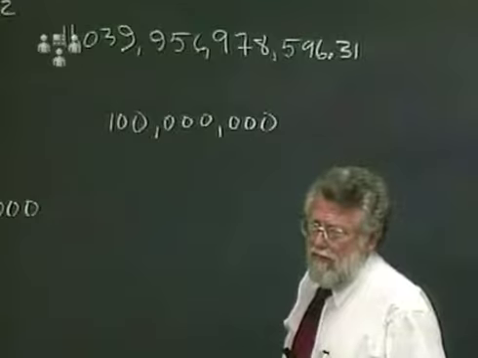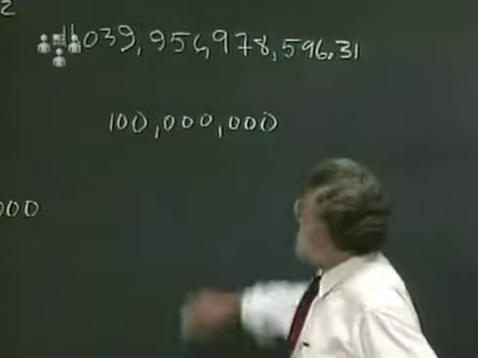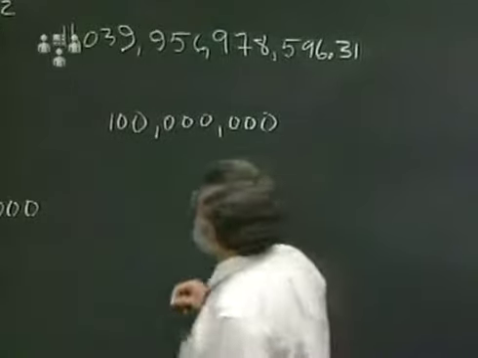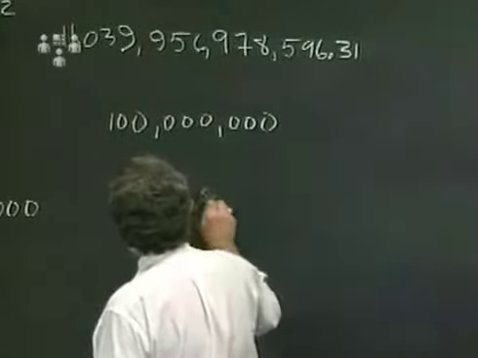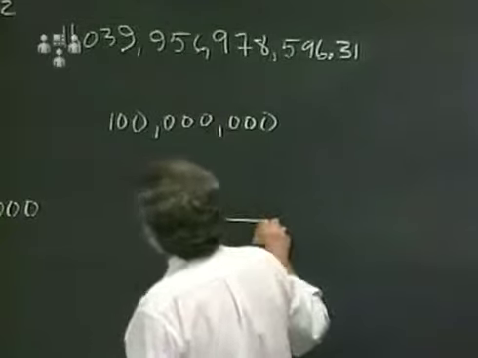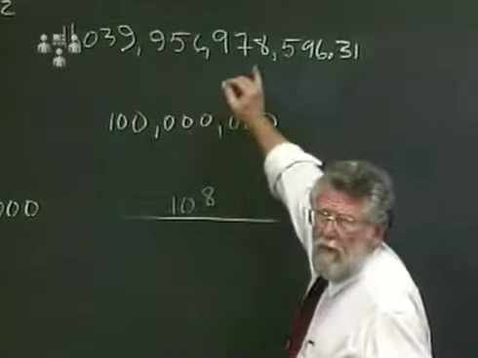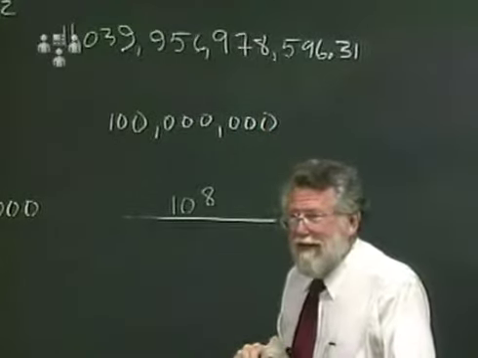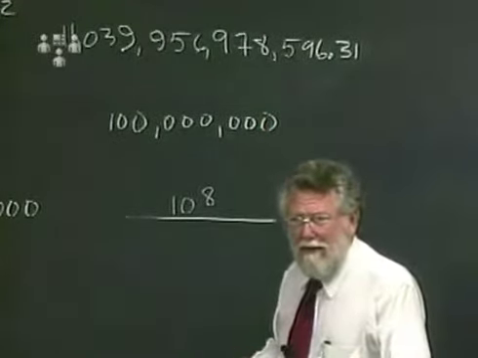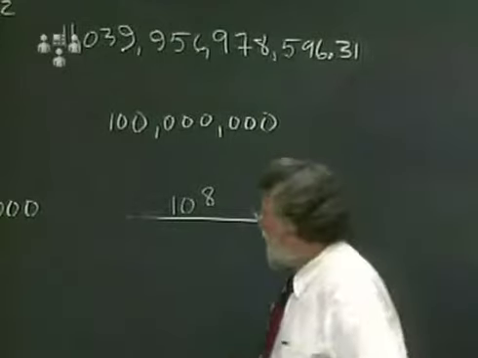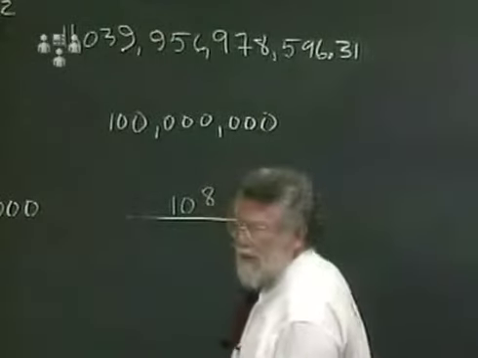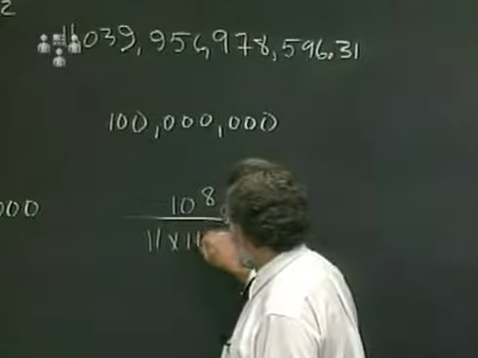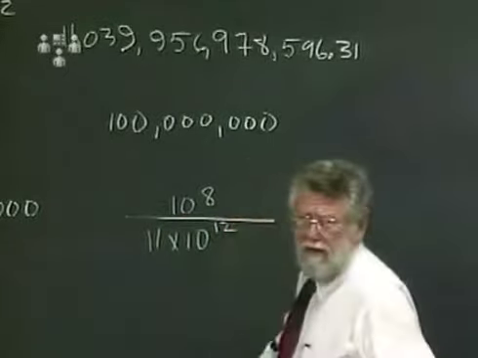10 to the 8th? Do we agree? You have 8 zeros, so 10 to the 8th power. Fair enough? Now, I want to divide that by, and I'm going to round this off, if you don't mind, to the nearest trillion. And it's 11 trillion. Agreed? Okay, so a trillion was what? 10 to the 12th. So I have 11 times 10 to the 12th, correct?